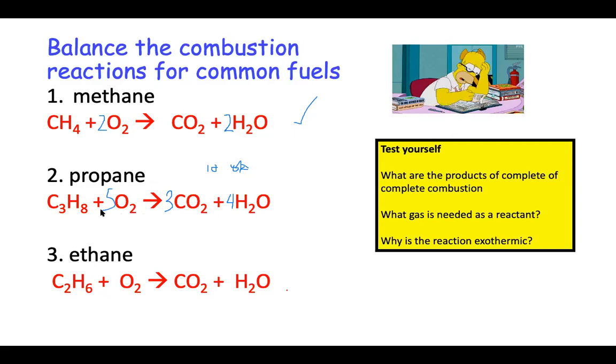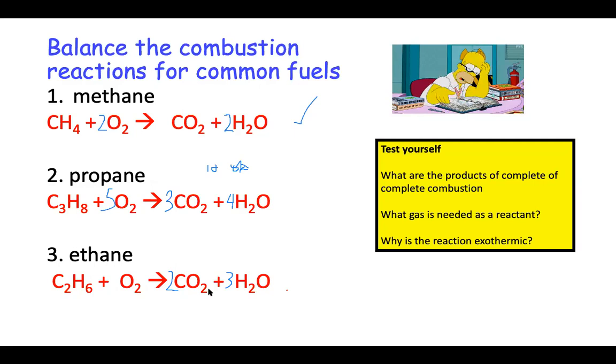So ethane is a little bit harder because we're going to have to do some trial and error. So I always leave oxygen to the last. So let's have a look here. So the first thing I notice here is that I've got 2 carbons. So I'll put a 2 in front. And I've got 6 hydrogens. So I put a 3 in front.